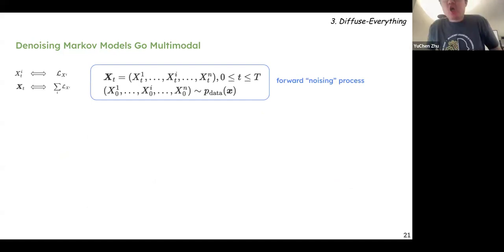So let's say we have n different types of modality, and we denote this big process bolded X_t, which consists of these n different dynamics, each of which is a potentially different Markov process with a generator L_{x_i}. This itself serves as a forward noising process. It starts from the data distribution and turns to some prior distribution independently for each of them.